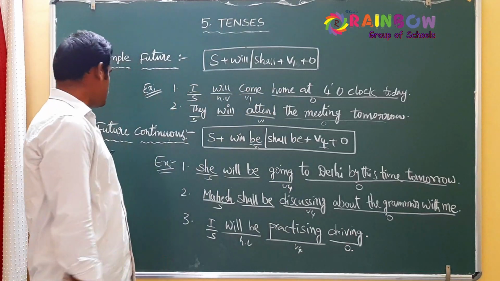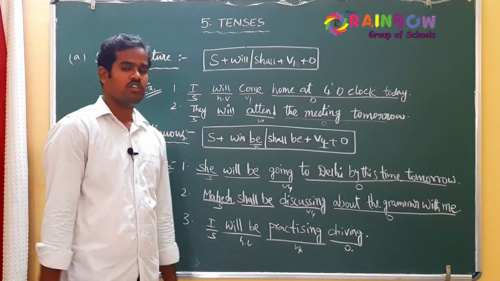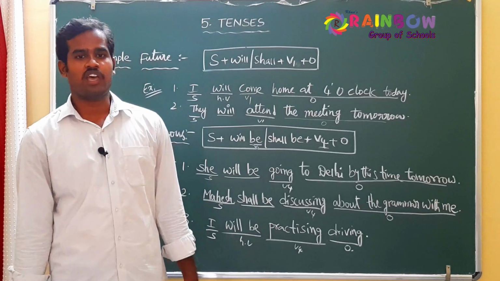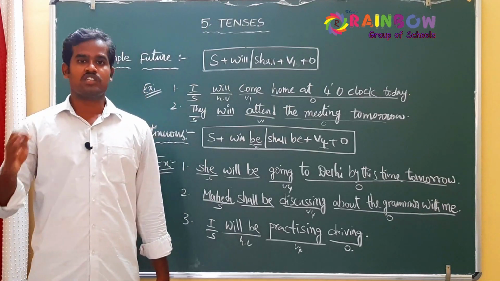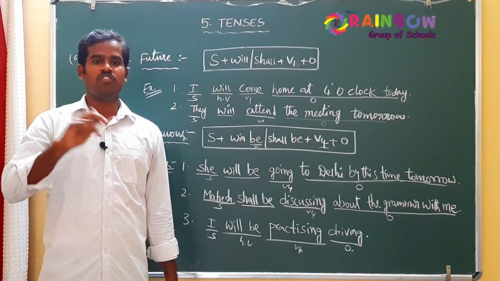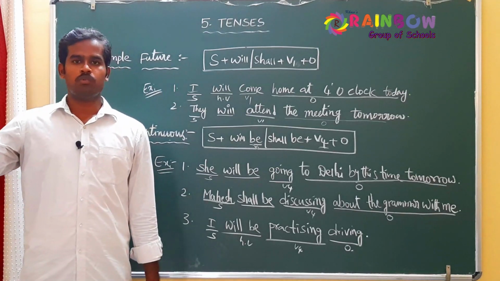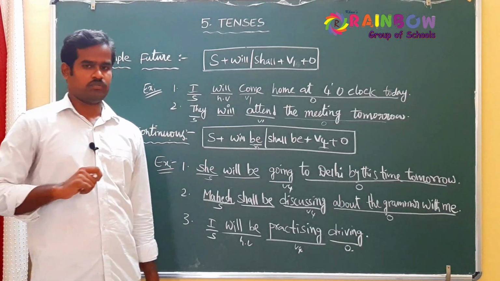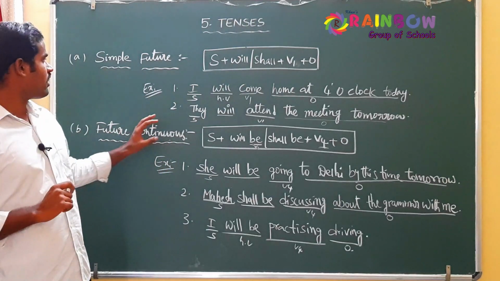Now, when to use future continuous? Future continuous is used to express actions which have already started at some point of time in the future and will be continued up to some other moment in the future. And this is the use of future continuous.